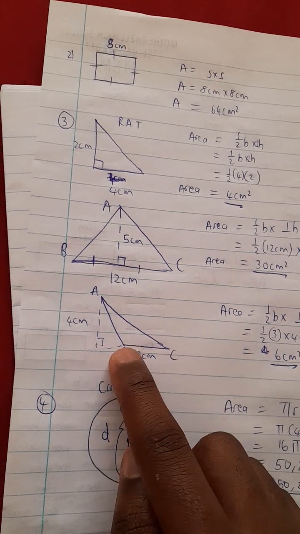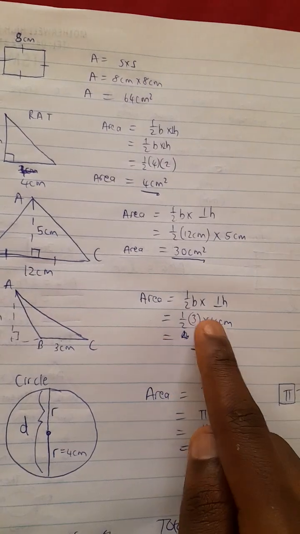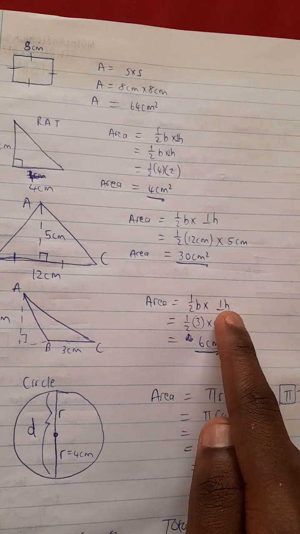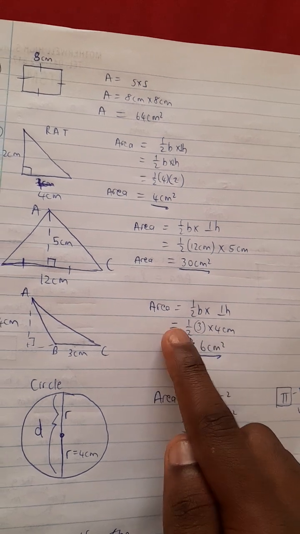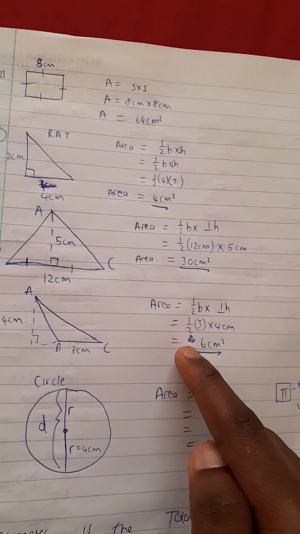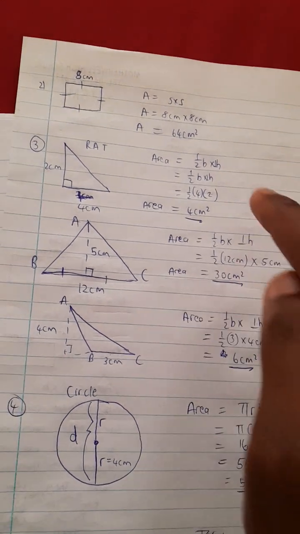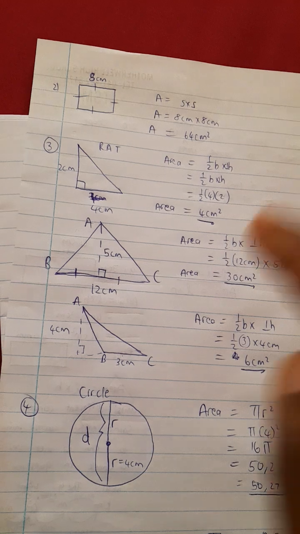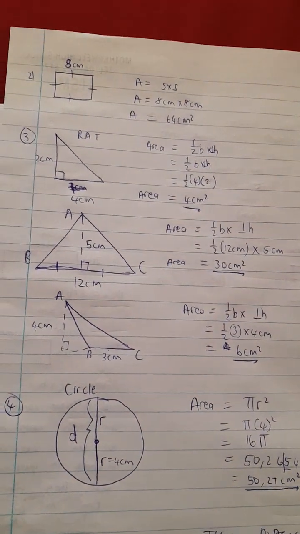This is basically the base of 3 centimeters, but the perpendicular height is 4 centimeters. So you simply just say half base times perpendicular height, you substitute, you get a beautiful answer of 6 centimeters squared. In the substitution, you can use your calculator and just get the answer. So you write the formula, you substitute, answer. Formula, substitution, answer. That's how we basically go about this.